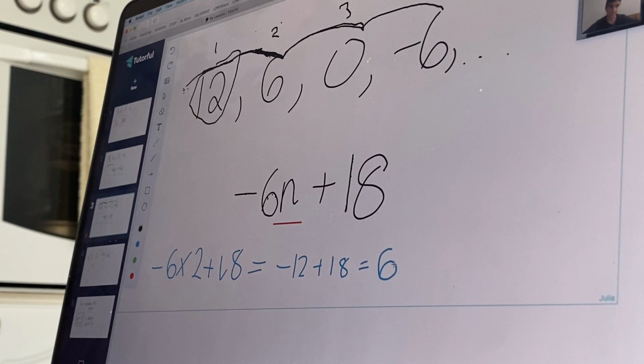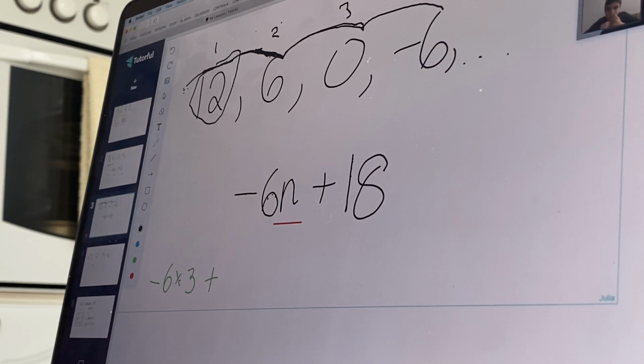Okay, so now let's try finding the third term using this method. 6 times... And we can check our answers on the sequence as well, because remember that this is the same sequence. 6 times 3. Yeah, minus 6 times 3 plus 18. Perfect. Yeah, well done. And what's that equal to? 0. Perfect. And we can see in the sequence that we've got the correct answer.